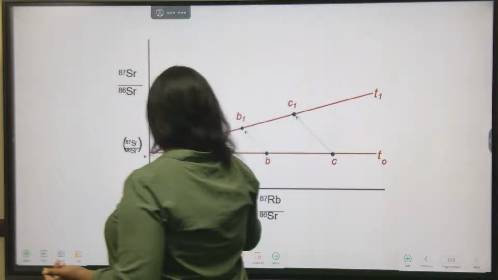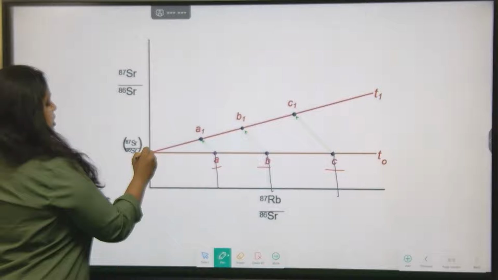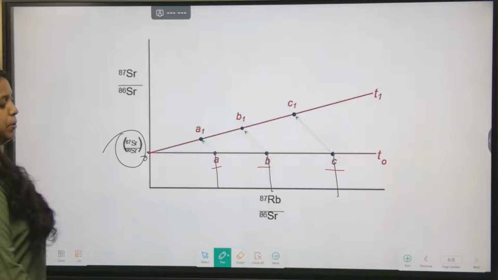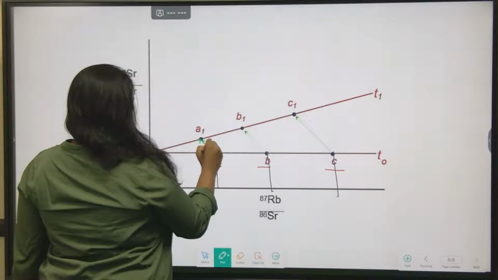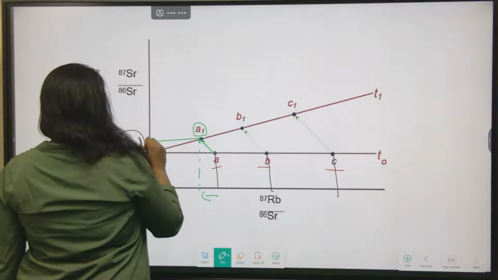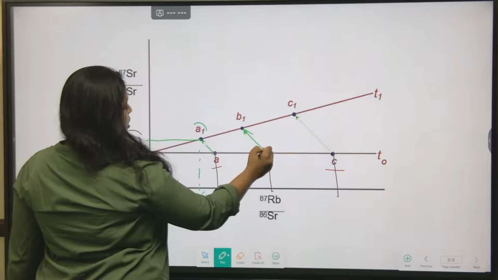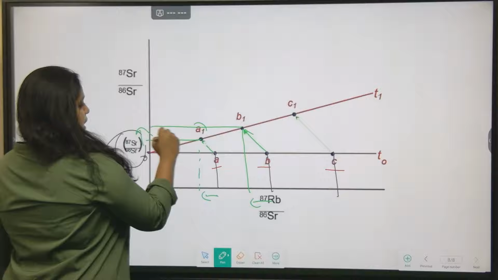these are the samples A, B, and C, three samples over here. This is the initial rubidium by strontium ratio. The initial strontium 87 by 86 ratio will be the same for all three samples. With time, what happens? Rubidium 87 by 86 ratio will decrease for the sample, so sample A has become A1, and the strontium 87 to 86 value will increase. Same goes with B also. If you look, the rubidium ratio will decrease and the strontium ratio will increase.